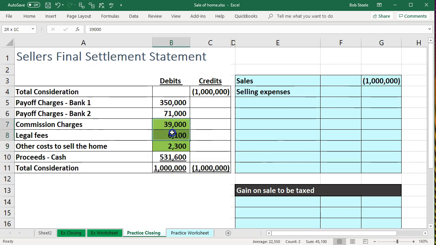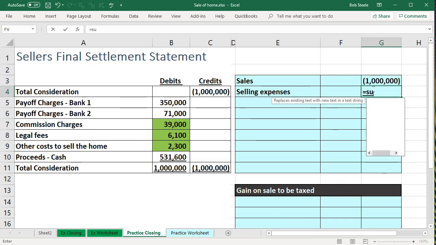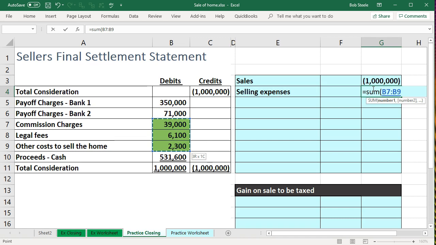If I add them up, 39 plus the 6.1 plus the 2.3 is the 47.4. I'm going to do that by saying equals the sum of these items. So I'm just adding those up with a formula. I'm not getting into Excel here. So then we're just going to subtract these out.